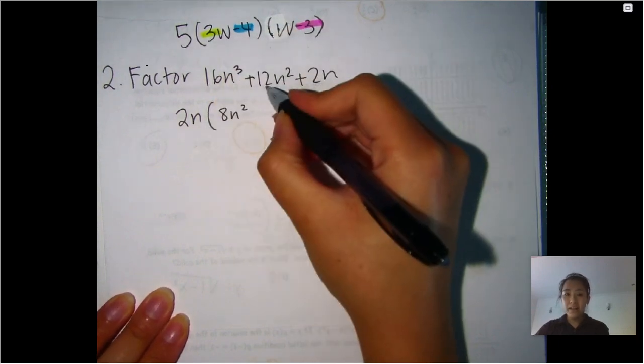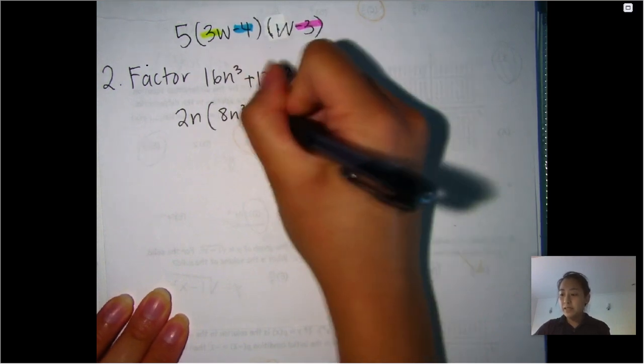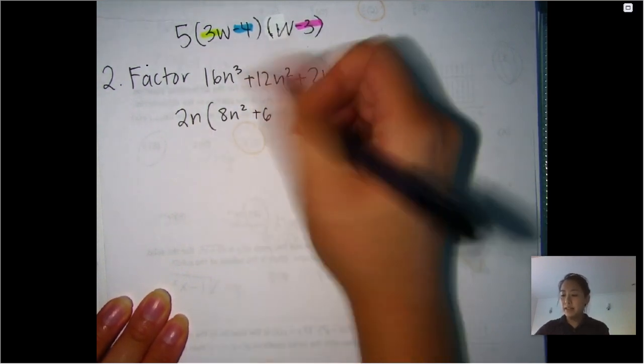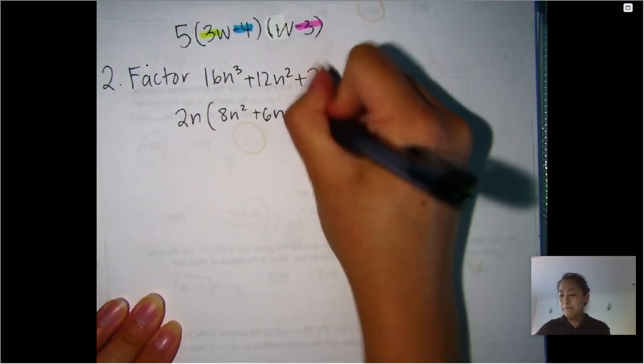2n times what is 12n squared? Well, 2 times 6 is 12, so it's plus 6. And then n times n is n squared, so 6n. Plus, and then 2n times what is 2n? Well, that would be 1.